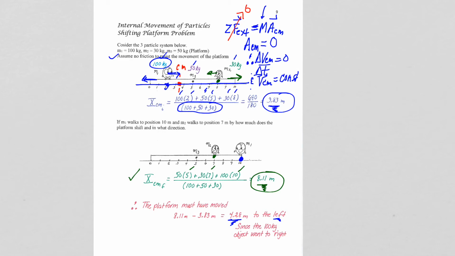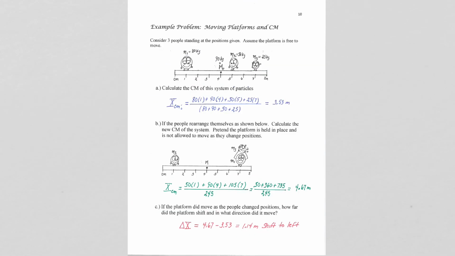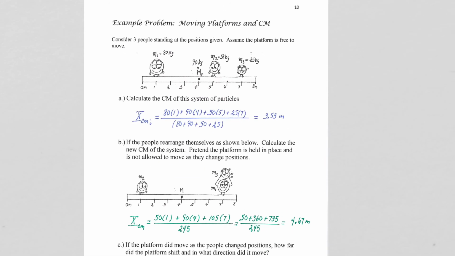Okay, hopefully we are now back together, and let's take a look at the problem you just solved. Well, the initial position based on each of their positions: M1 being at position 1, the center of the platform being at position 4, M2 being at position 5, M3 being at position 7. Hopefully, if we made all of our calculations correctly, we got a center of mass position of 3.53.